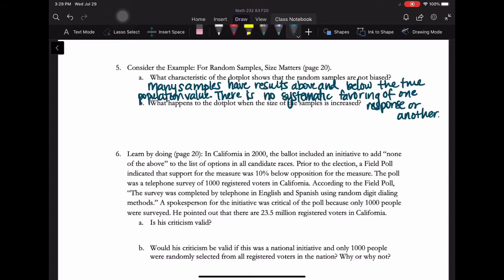What happens to the dot plot when the size of the samples is increased? Well, when you get more samples, you actually have less variability, and the dots become closer to the results of the true population value.